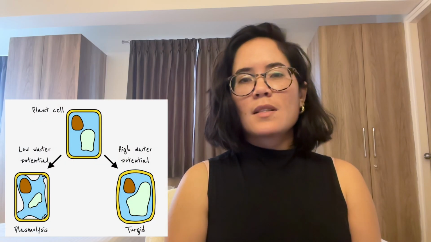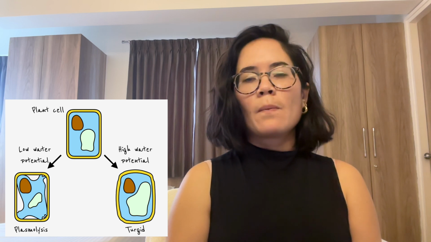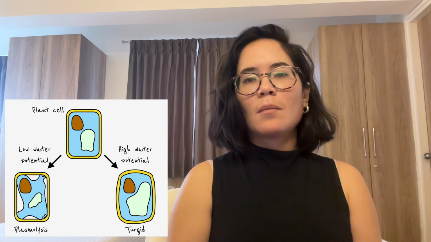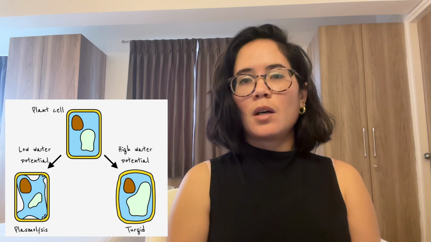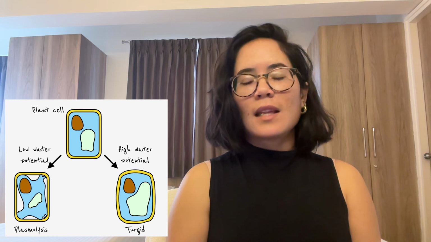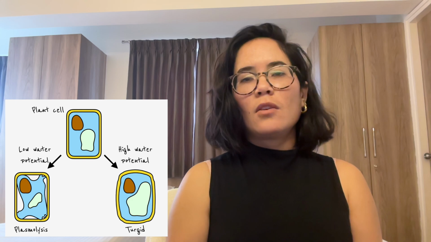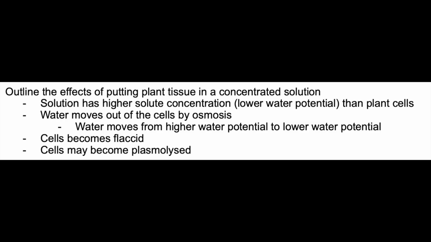If you place a plant cell in a concentrated solution, so one with a low water potential, again water leaves the plant cell by osmosis across a partially permeable membrane. The appearance of that plant cell will be plasmolysed, and that means that the cell membrane pulls away from the cell wall and overall it appears flaccid.